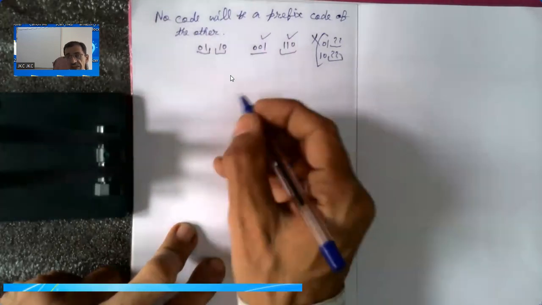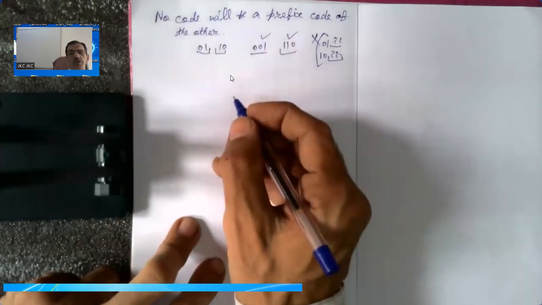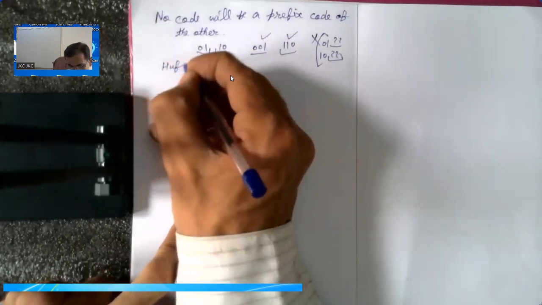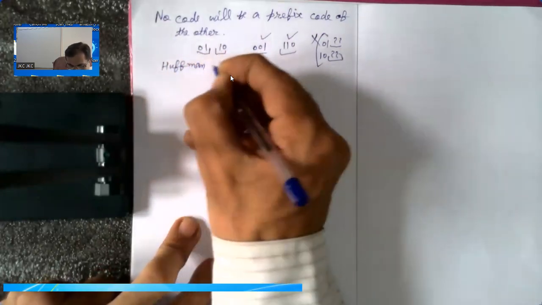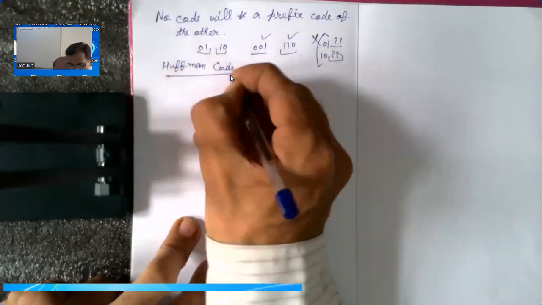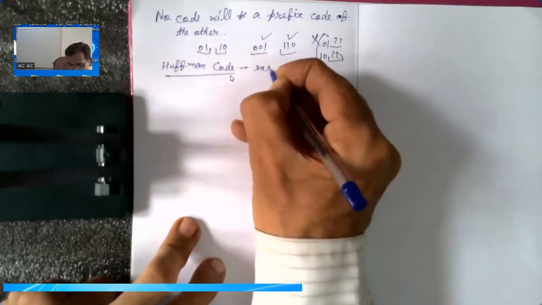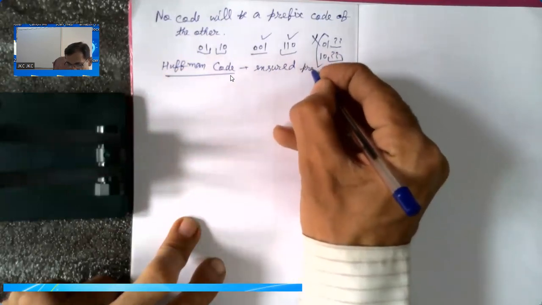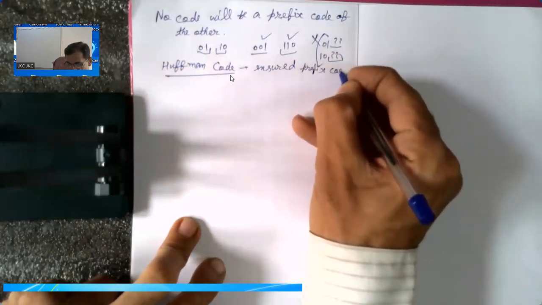So having said that, it appears to be easy, but how to implement and how to design? So Huffman designed it in a beautiful manner. Huffman code ensured this prefixing and that decoding was possible. So it ensured a prefix code. So now we understand what he did.